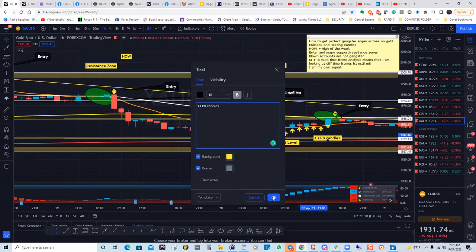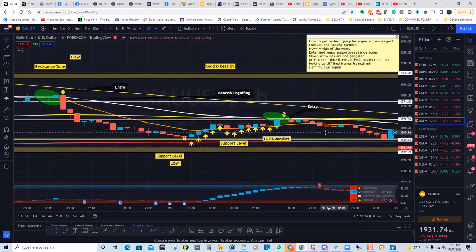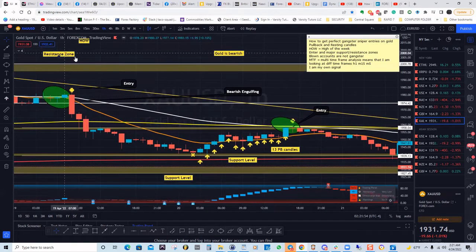If you've got more than 10, then you know something's happening. And then what happens? It comes to a key level of the market. It comes to a resistance zone. It pulled back to resistance. So since it pulls back to resistance, you enter for the downside. It can't be any simpler than that. 13 pullback candles, then it hit a reversal. And why did it reverse? Because it is at a resistance zone.